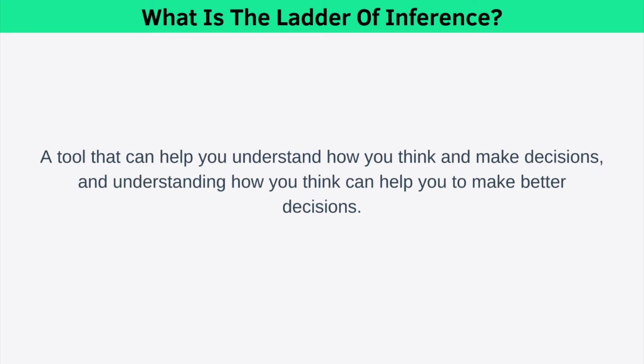Well, the ladder of inference, sometimes called the process of abstraction, is a tool that can help you understand how you think and make decisions, and understanding how you think can help you make better decisions. You can think of the ladder of inference as a ladder made up of 7 rungs. And for every action you take, you progress through all 7 rungs, usually without even realizing it.